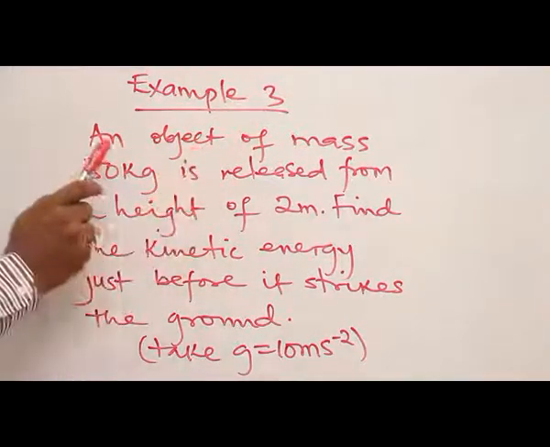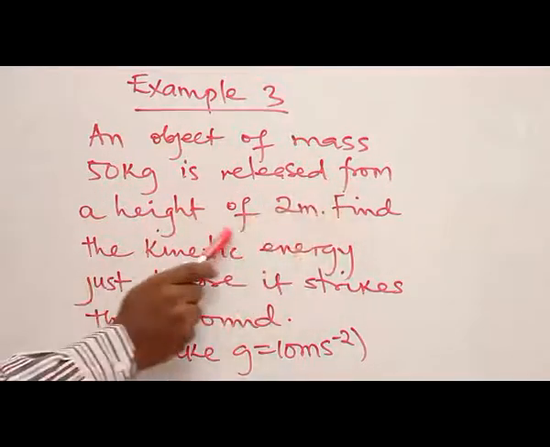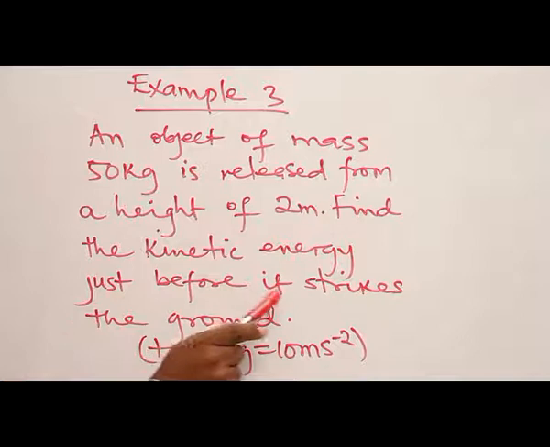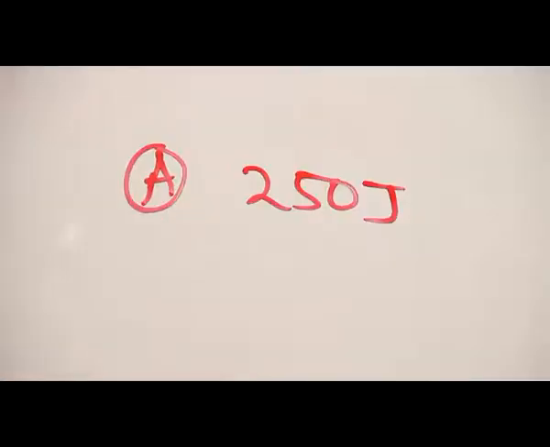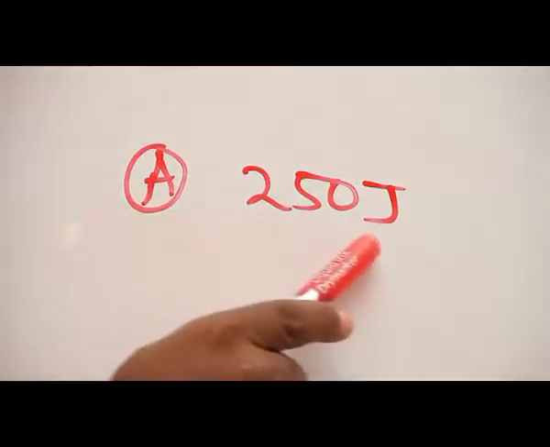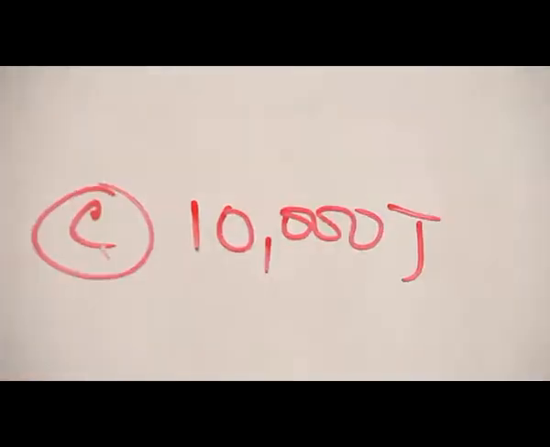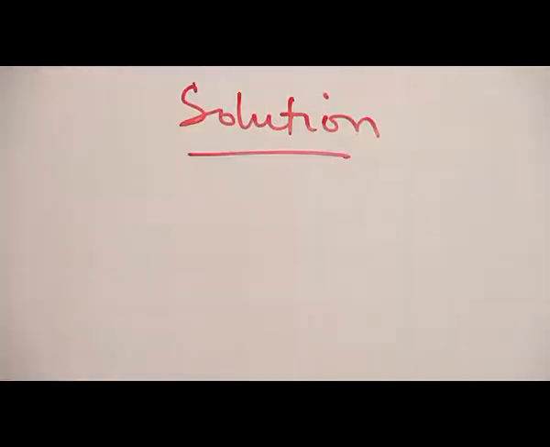Example 3. An object of mass 50 kilogram is released from a height of 2 meters. Find the kinetic energy just before it strikes the ground. Take acceleration due to gravity as 10 meters per second squared. Option A, 250 joules. B, 1000 joules. C, 10,000 joules. And D, 25,000 joules. The solution to the problem is as follows.